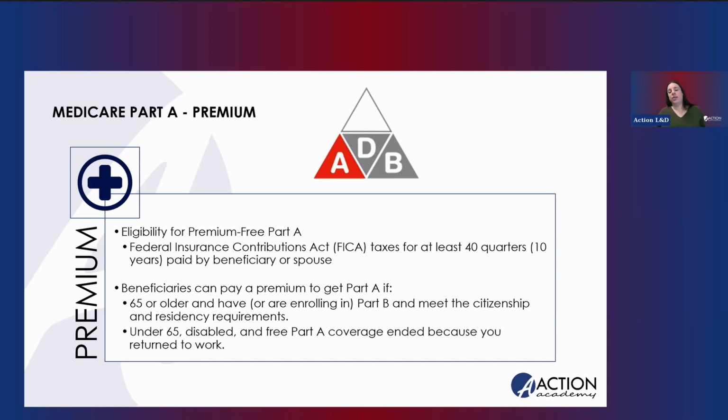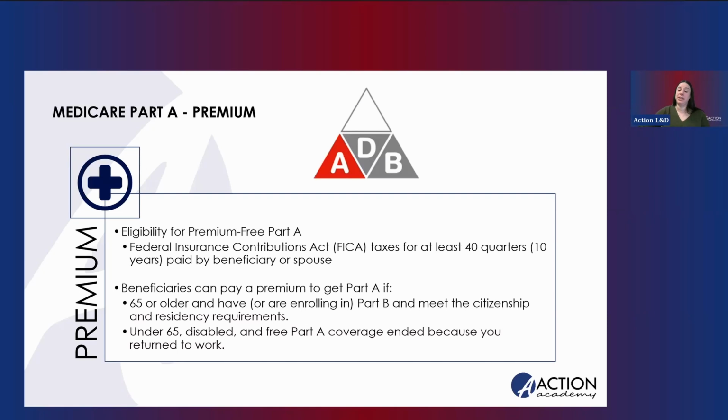So if you aren't eligible for premium-free Part A, like that person I just mentioned, you are able to buy it. You have to be 65 or older and enrolled in Part B and meet citizenship and residency requirements, as I just said. And in most cases, if you choose to do it, you would have to pay a premium. The premium is going to differ depending on how long you worked or if you worked at all and paid federal taxes at any point. So Social Security determines if you have to pay that premium or not.